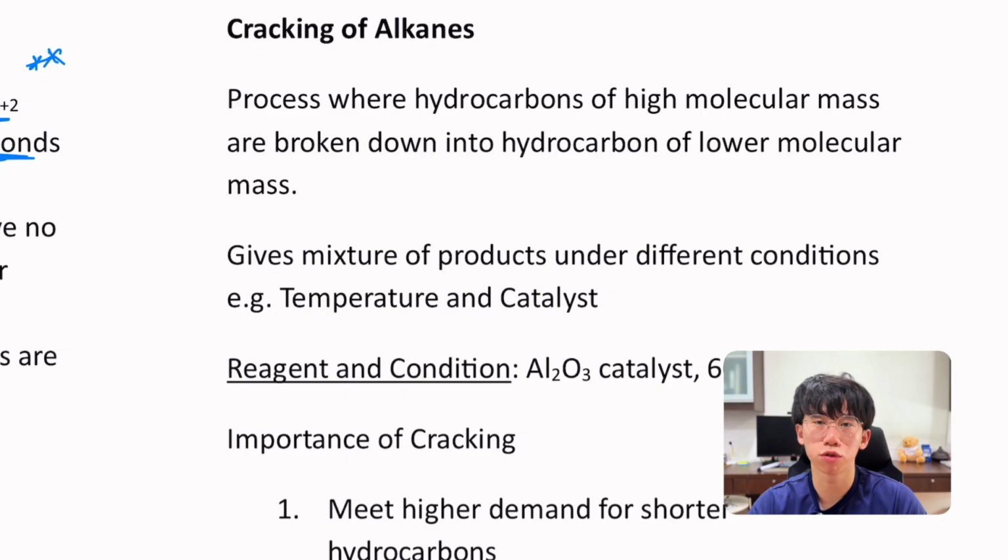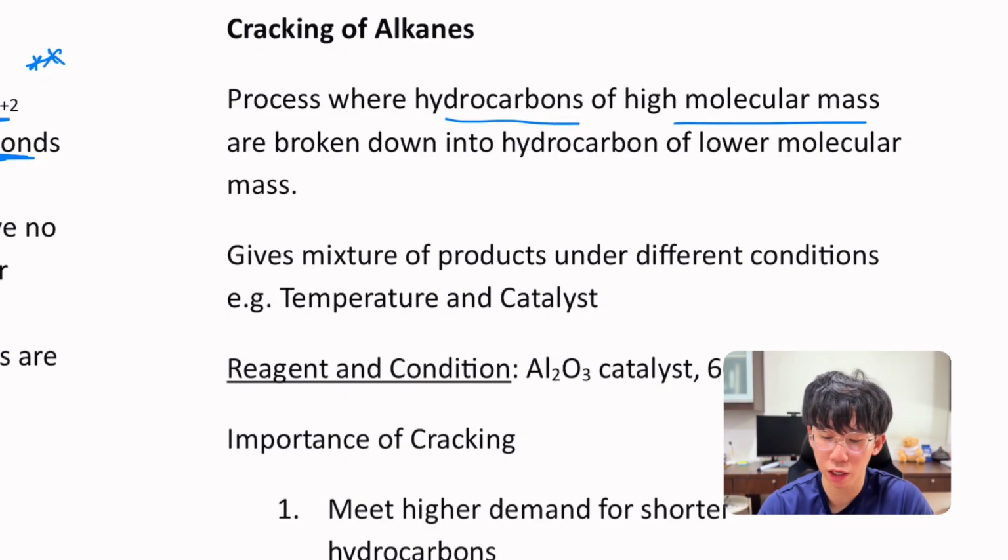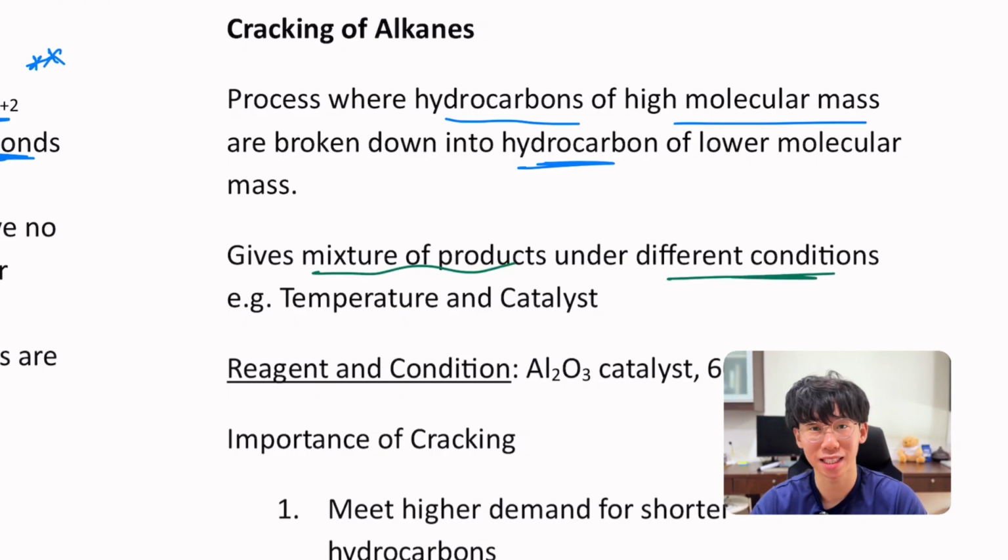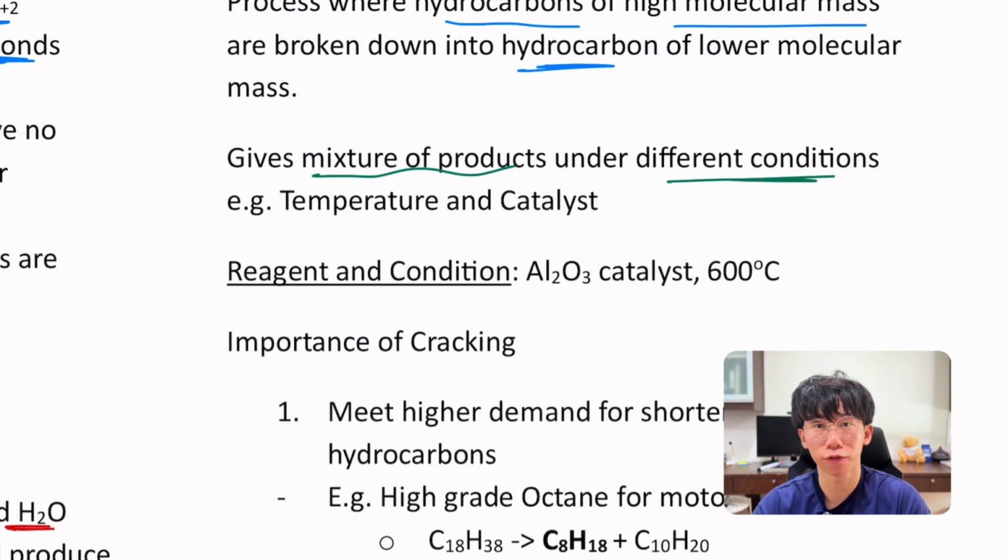Alkanes can also undergo a reaction called cracking. This is a process where hydrocarbons of high molecular mass are broken down into smaller hydrocarbons of lower molecular mass. These usually give a mixture of products under different conditions, for example varying the temperature and the catalyst. For your sake, you just have to memorize that the reagent and condition for this reaction is aluminium oxide as a catalyst and 600 degrees Celsius.